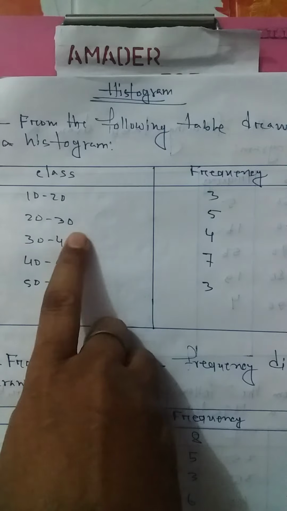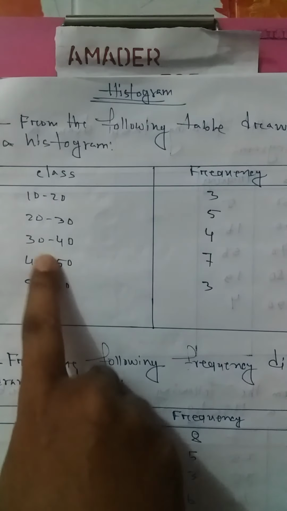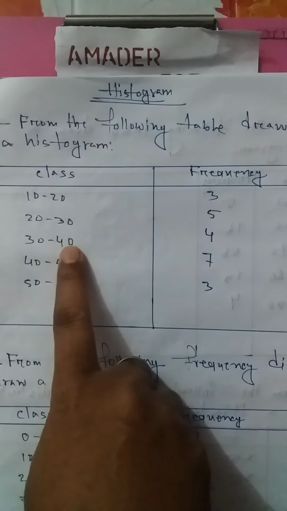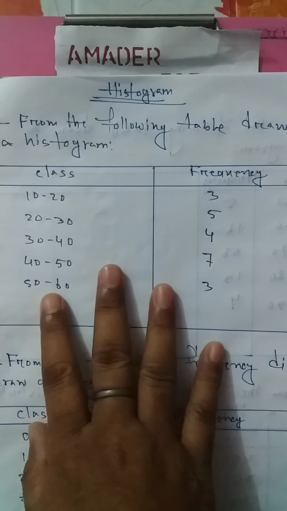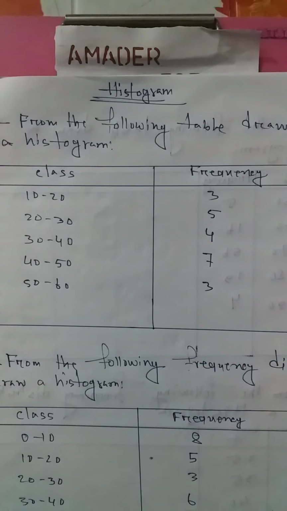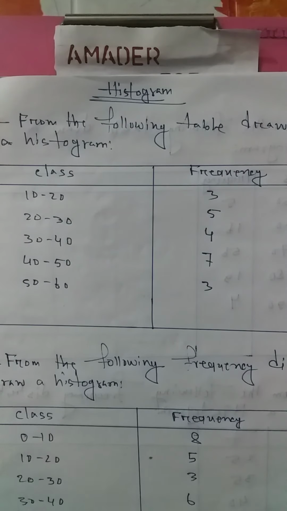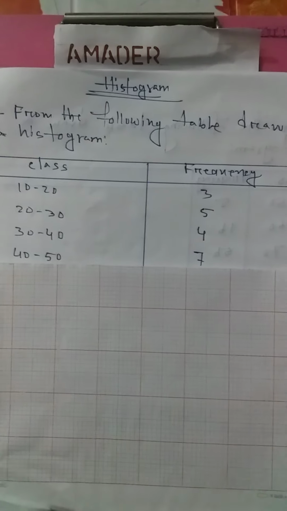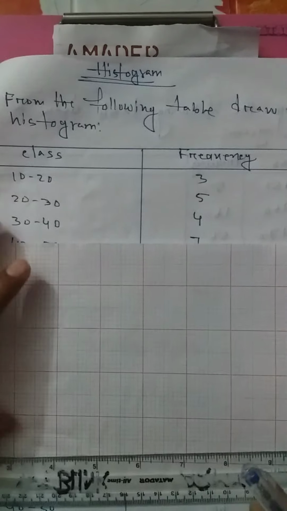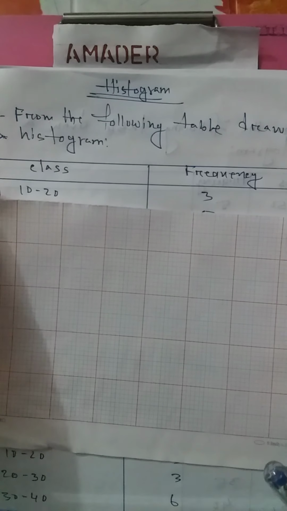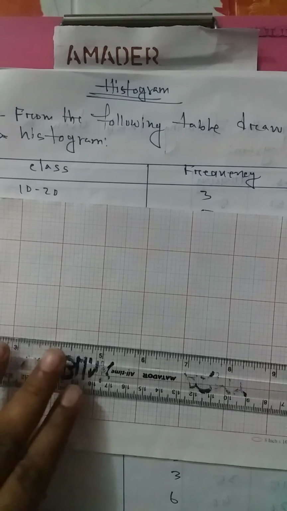This question has the classes 10 to 20, 20 to 30, 30 to 40, 40 to 50, 50 to 60. The class interval is equal and the method is exclusive. So the question is exclusive method with equal class interval. You draw the histogram directly; you have no work on the table. Draw the histogram. See, dear students, the frequency histogram.